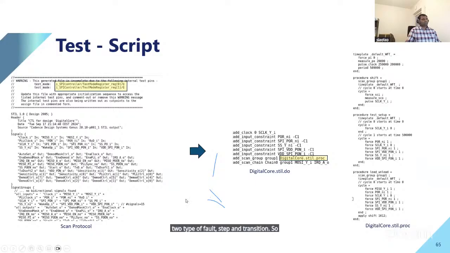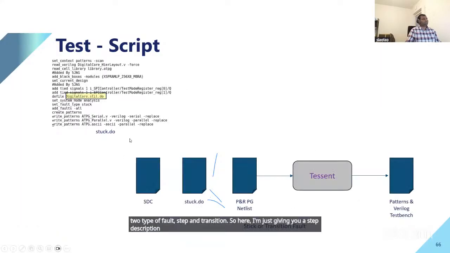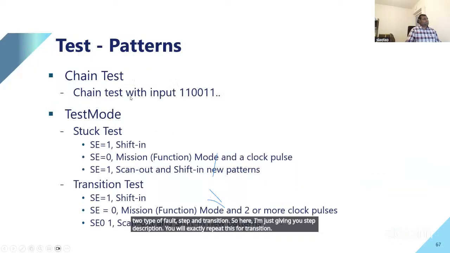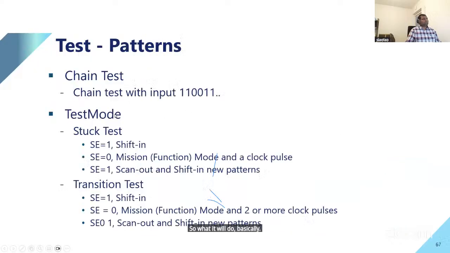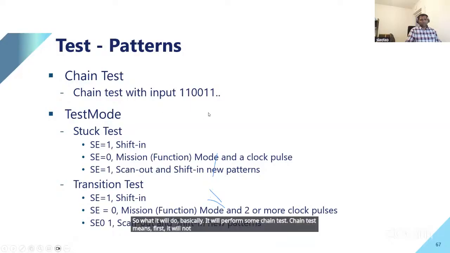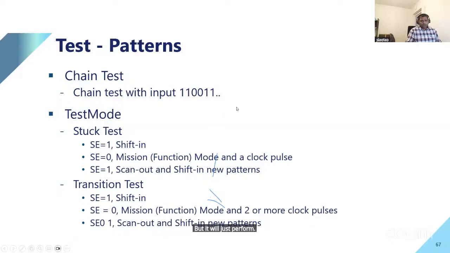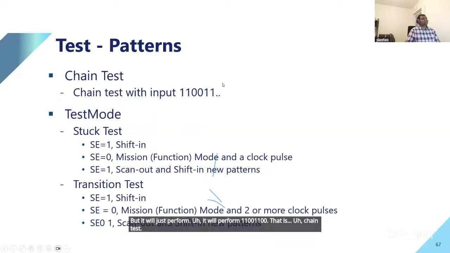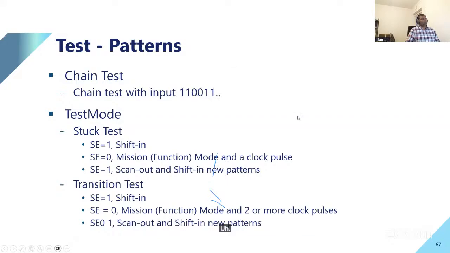So here I'm just giving you the stuck description. You will exactly repeat this for transition. So what it will do, basically, it will perform some chain test. Chain test means first it will not do anything else, but it will just perform 11001100. That is chain test. Why is it 1100? Basically, it's performing all transitions: rise to rise, fall to fall, high to low, low to high. So 11 is rise to rise. 1 to 0 is high to fall. 0 to 0 is fall to fall. So this kind of transition. So it will test that.